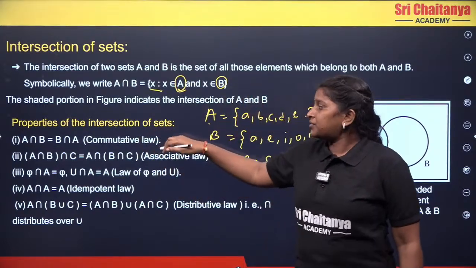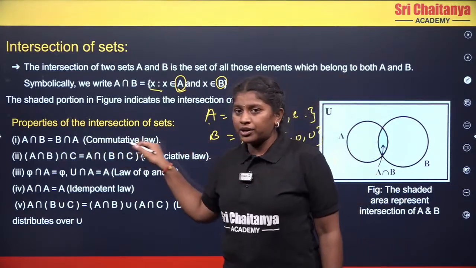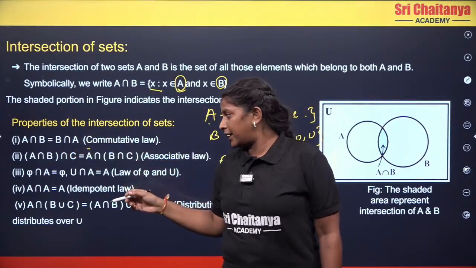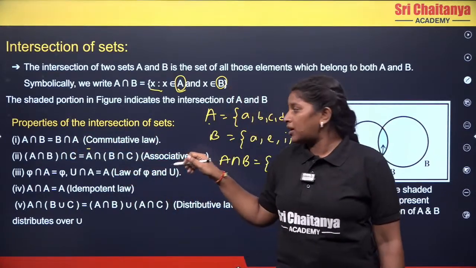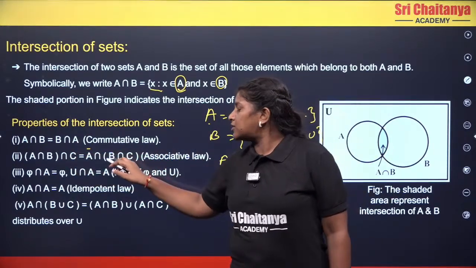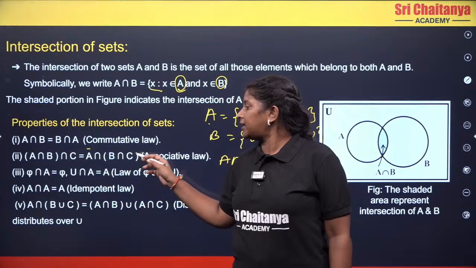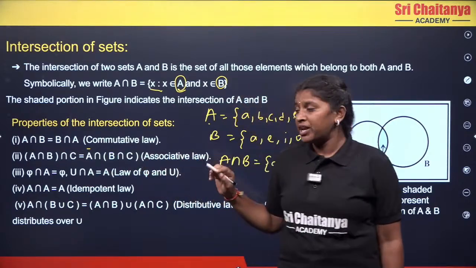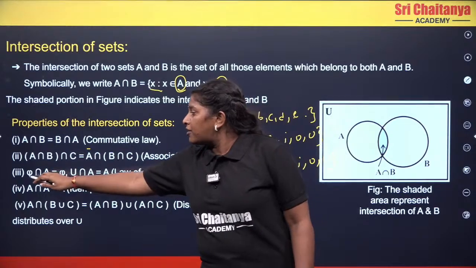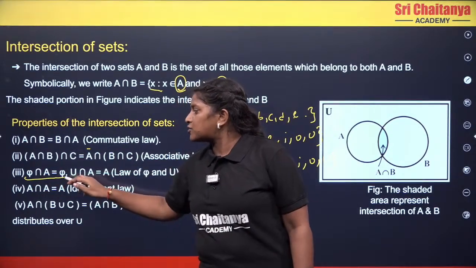The same properties we have for the intersection also, that is the commutative law, which is A intersection B equals B intersection A, and next it is the associative law: (A intersection B) intersection C equals A intersection (B intersection C). Okay, and next is the law of phi and U. So phi intersection A is equal to phi.